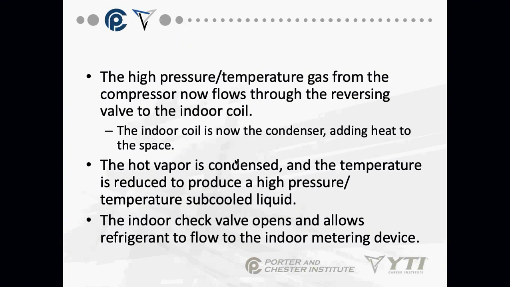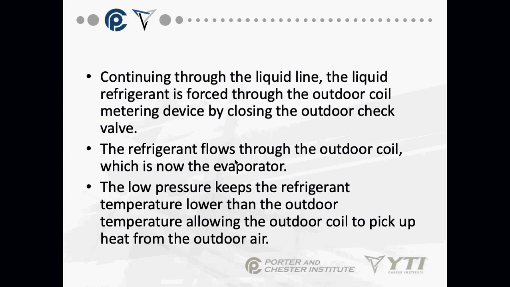The high pressure, high temperature gas from the compressor now flows through the reversing valve to the indoor coil. The indoor coil is now the condenser, adding heat to the space. The hot vapor is condensed and the temperature is reduced to produce a high pressure, high temperature, subcooled liquid. The indoor check valve opens and allows refrigerant to flow to the indoor metering device. Continuing through the liquid line, the liquid is forced through the outdoor coil metering device by the closed check valve.